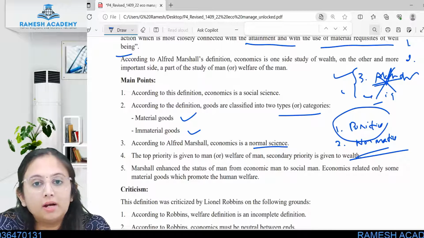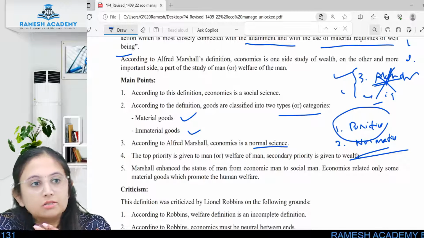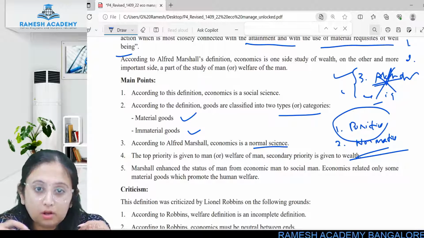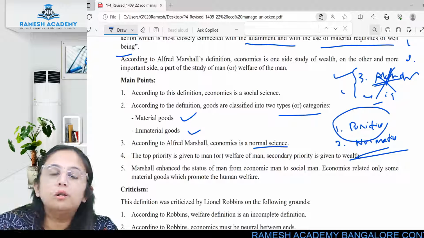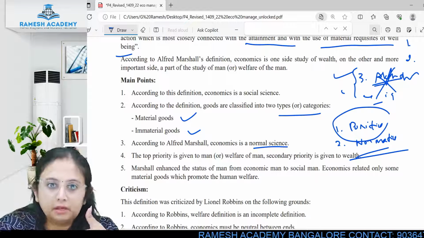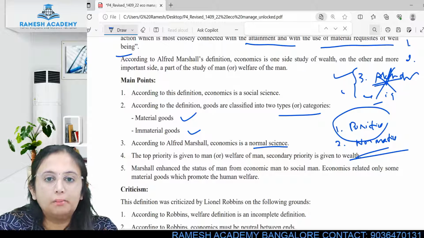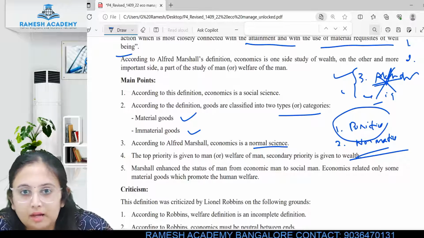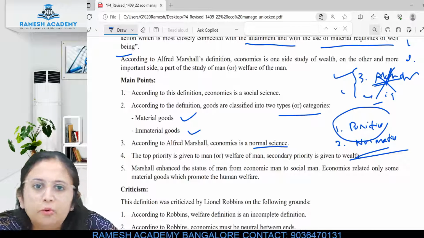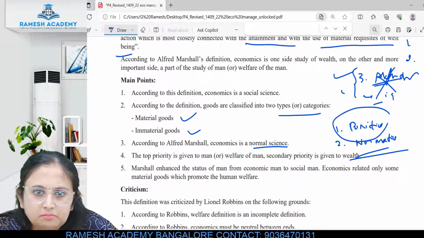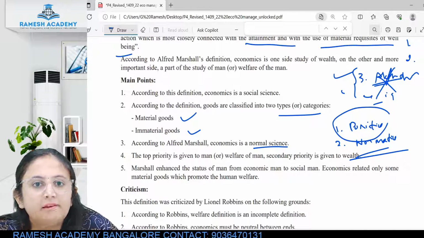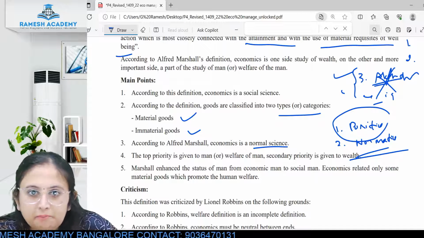So according to Marshall, economics is not just understanding exactly whatever is given. Economics tells us what is good, what is bad, how it is now, and how it has to be. So not like what Adam Smith said. The top priority he has given is to the welfare of the human being. Wealth, money you can earn later, but first your health, your happiness, your welfare is important. That is what Marshall said.